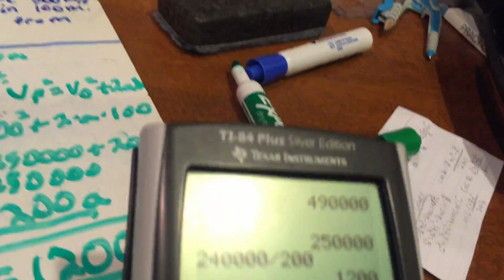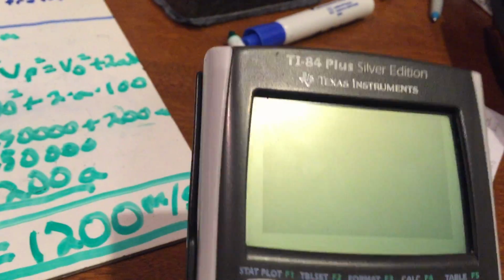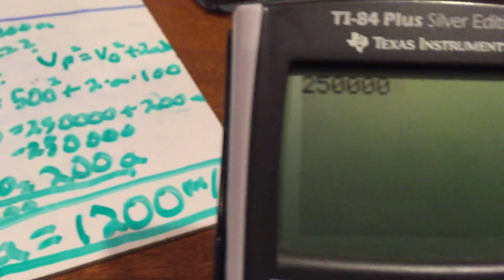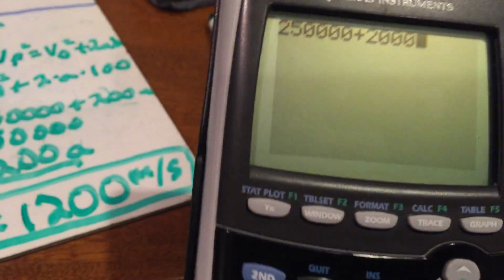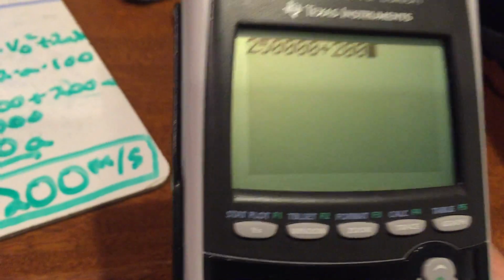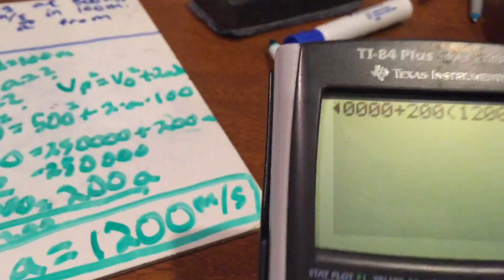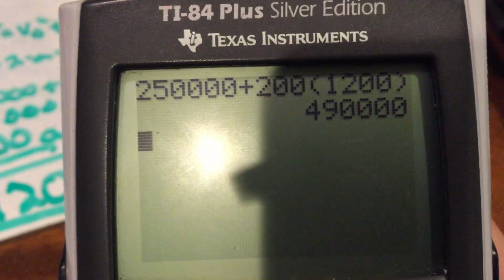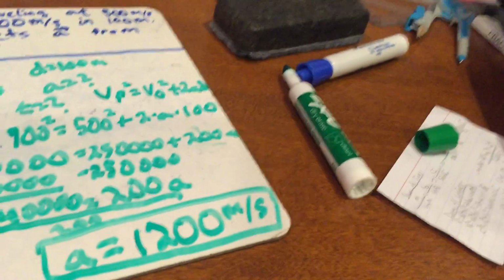And then we always have to check our answer just to make sure, if you have time. Okay, so it's 500 squared plus 200 times 1,200. Yep, there you got it. It's 490,000. And there you have it.